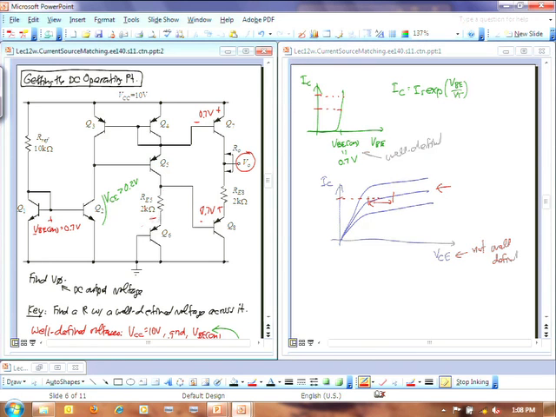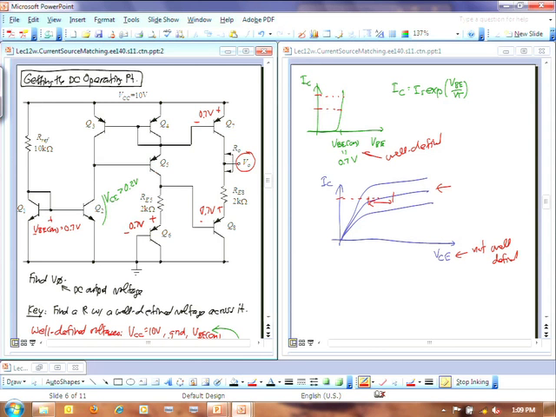That's 0.7 volts. So if I can figure out what the current is going through this RE5, then I know exactly what this voltage is right here. Okay? But oh no, look at this. That's a VCE. That's not a well-defined voltage for me. So I still can't do anything at this point.